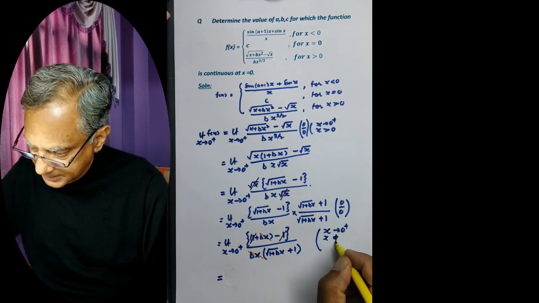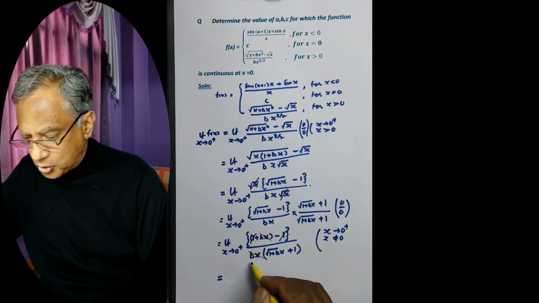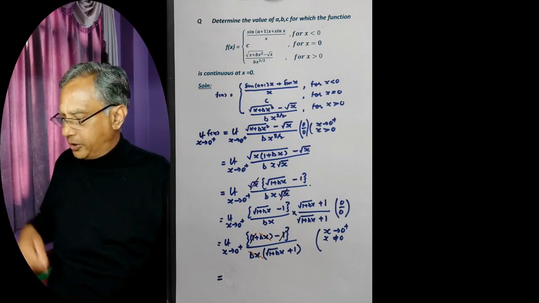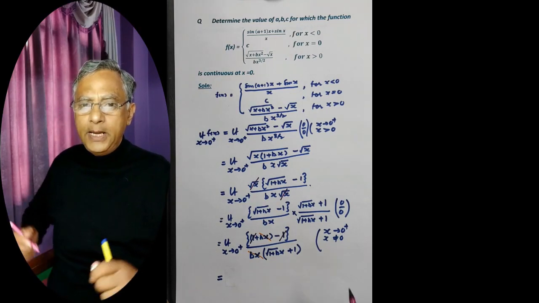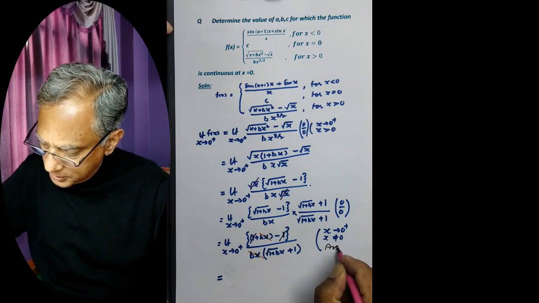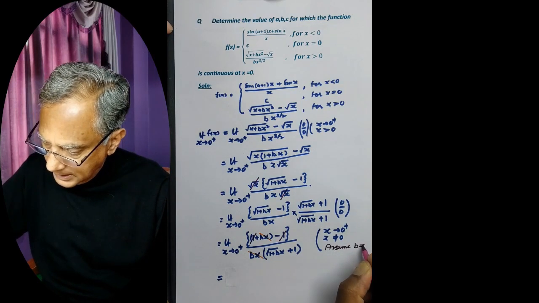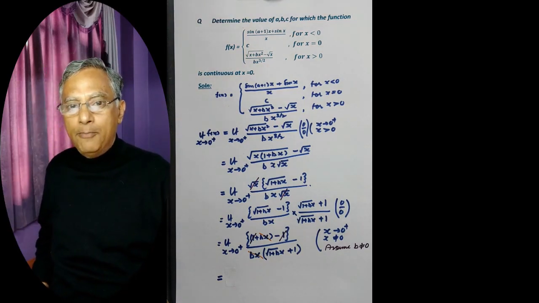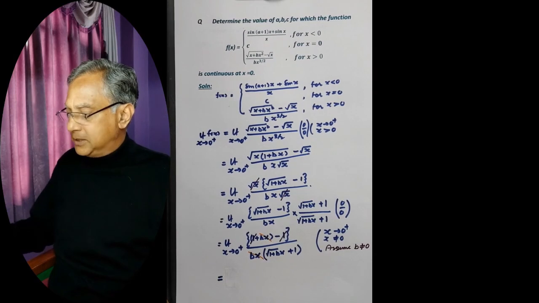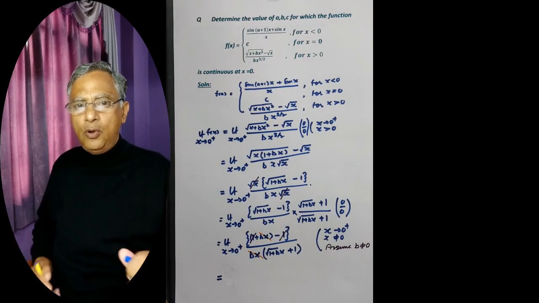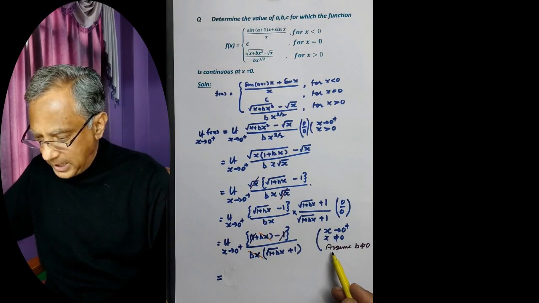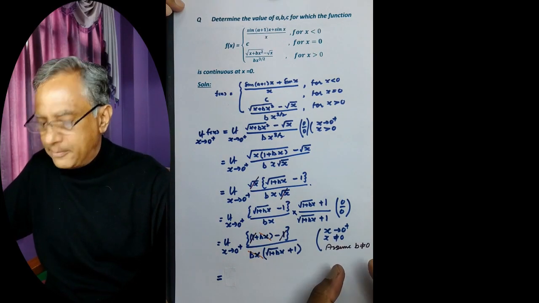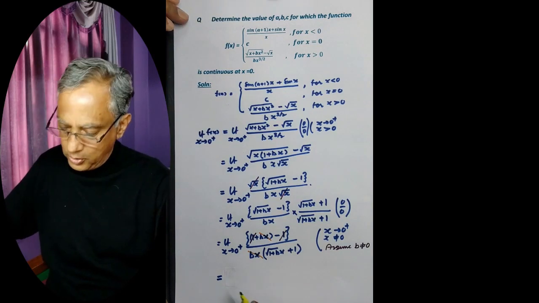x approaches 0 from the positive side will mean x is not equal to 0. But we have also cancelled b. So here we are assuming that b is not equal to 0. Because before cancelling b, we must know whether b is 0 or not. If b is non-zero, then only we can cancel b. So we are assuming here that b is not equal to 0, and you must remember that we have assumed b is not equal to 0.